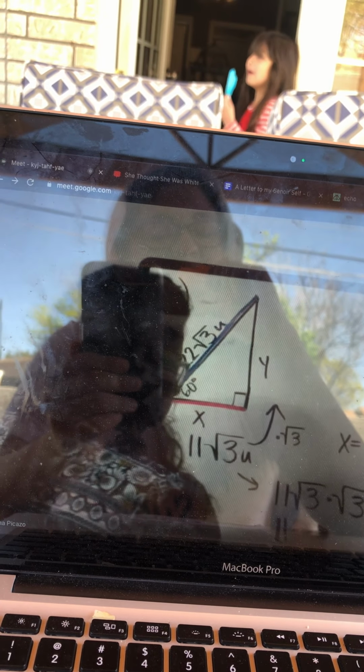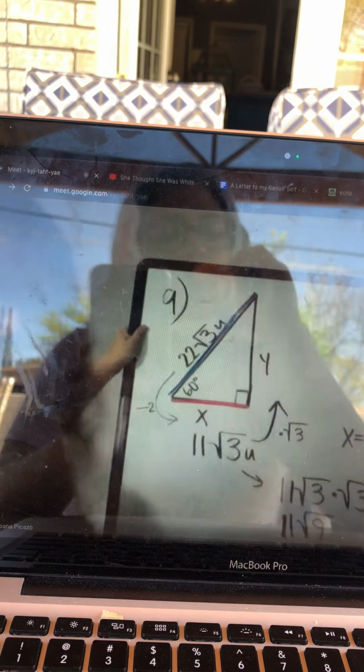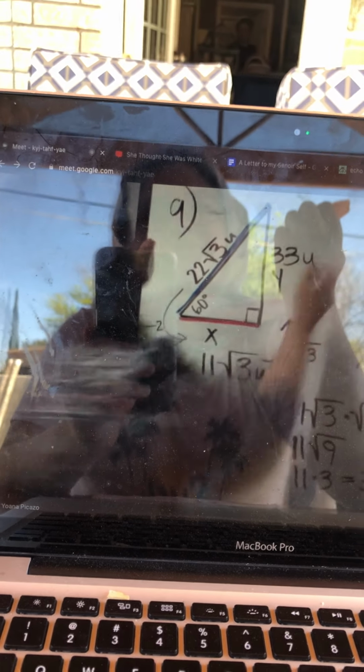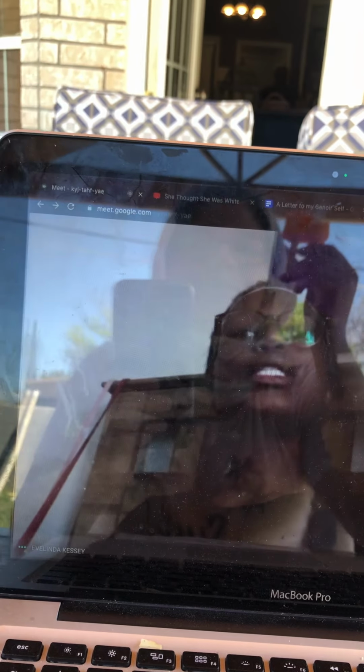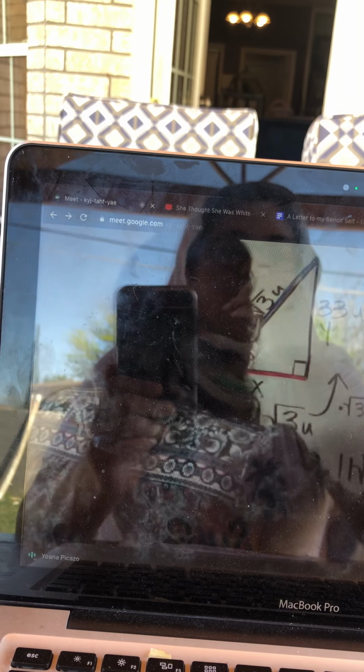What's 3 times 3? 9. What's the square root of 9? 3. What's 11 times 3? 33. So that is 33 units. Y equals 33 units.